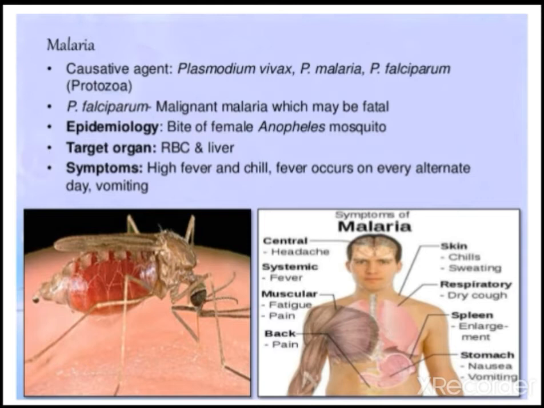What are the symptoms? If anybody has suffered from malaria, you must know there will be high fever and chills, and the fever occurs every alternate day. Vomiting can be there, and you feel tired, with muscular fatigue, back pain and fever. For all diseases there will be fever. Fever is common to all, but apart from fever there may be other symptoms: respiratory problems, dry cough, spleen enlargement. In the stomach there can be vomiting and nausea because of stomach problems.